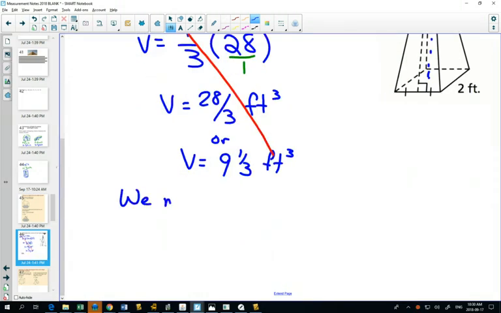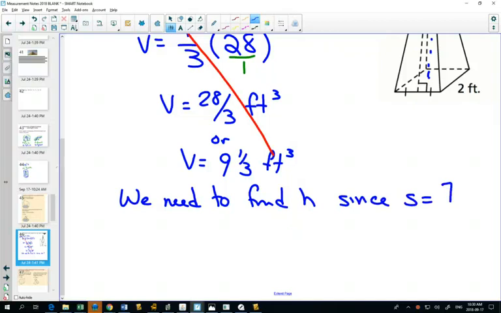Again, it's the slant height that equals 7. Draw the triangle off to the side. Label the height you want to find. We know this is 7. How long will this side be? 1. Because the whole length is 2, this part right here will be half of that, which will be 1.